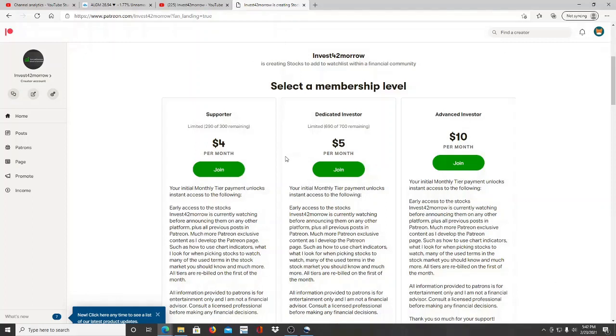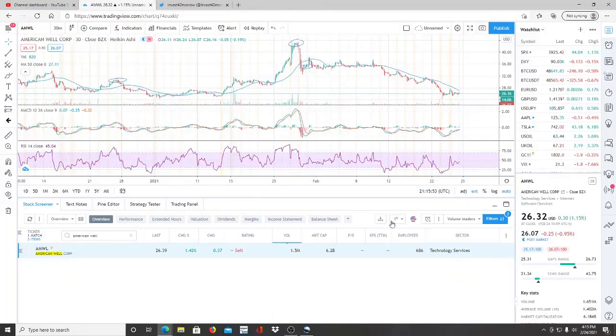Let's go ahead and jump into this chart and see what ticker symbol you guys want to add to your watch list. So the ticker symbol you want to add to your watch list is AMWL, American Well Corp. Now, we've talked about it several times in the past in our videos, and the first time I talked about it was back in December. I caught it here, hitting its highs here of $30. I told everyone, watch this closely.